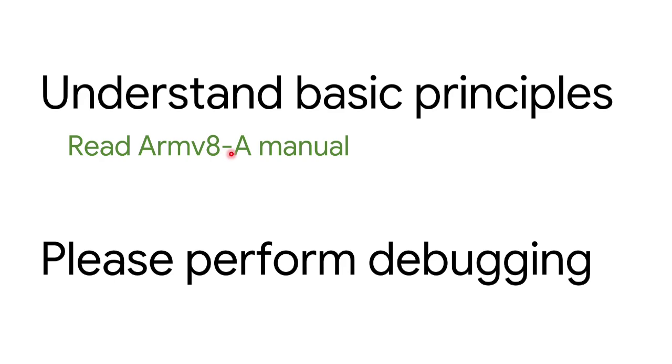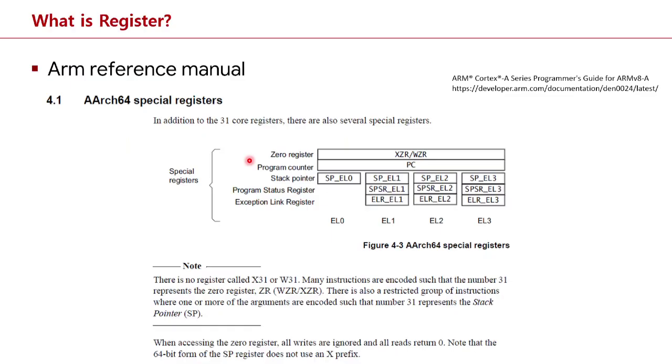If you refer to the document written by Arm, you're going to see how the general purpose registers are organized, how the system registers are organized. So it is necessary to review the Arm reference manual. The Arm reference manual describes how registers are actually used using sample code. So the first step is to read the Armv8-A manual. That is the important step.